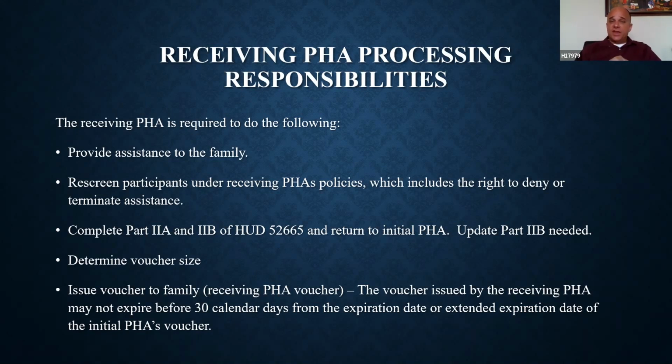It is the receiving PHA's responsibility to determine the voucher size in its jurisdiction using its own subsidy standards. The voucher size in the receiving PHA's jurisdiction, according to its subsidy standards, may be different than the initial PHA's voucher size. And of course, the receiving PHA is going to issue a voucher to the family. Now, this might sound a little strange, that during a portability process the family is essentially issued a voucher twice, once by the initial PHA and then again by the receiving PHA.